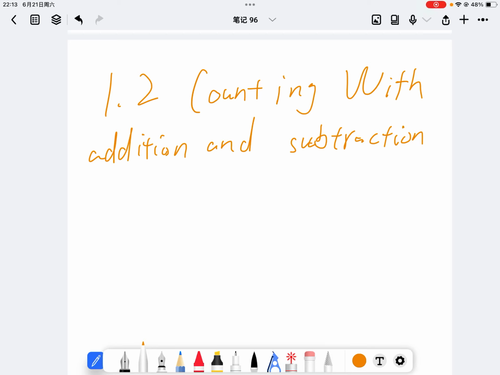Hi everyone. So welcome to our counting and probability chapter 1.2, counting with addition and subtraction.